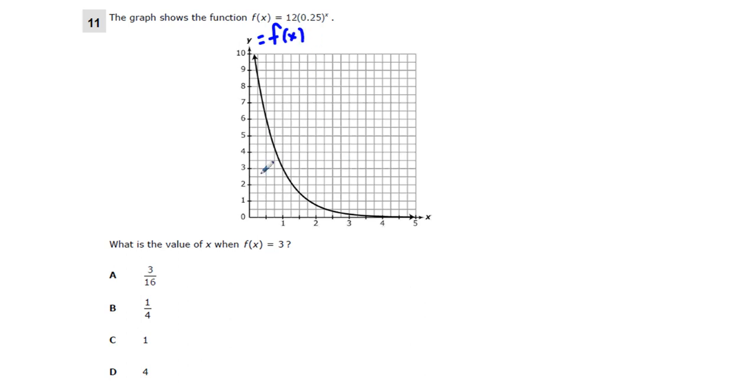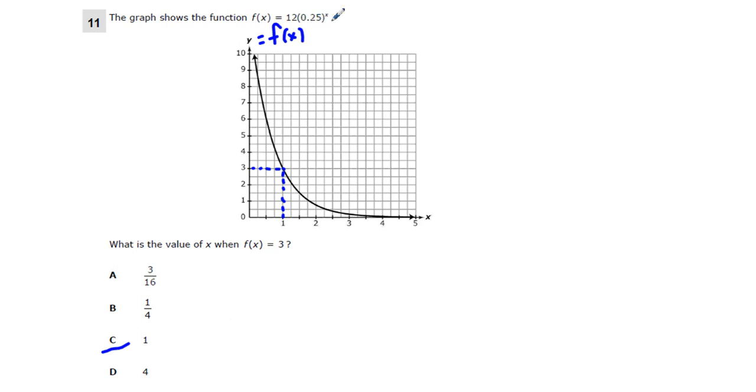And if we go to 3, what is the value of x when f of x equals 3? It looks to be 1. You can test that out for sure.